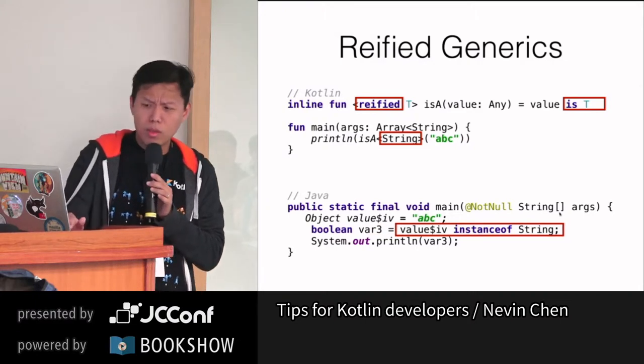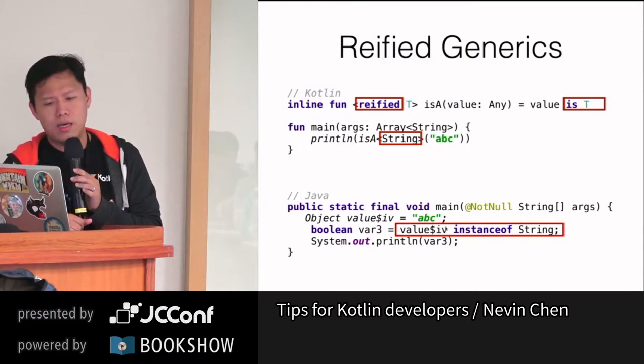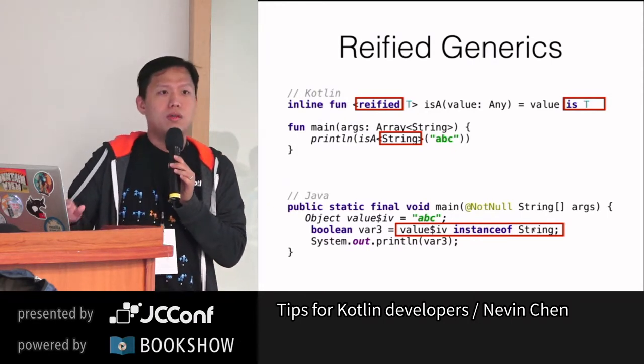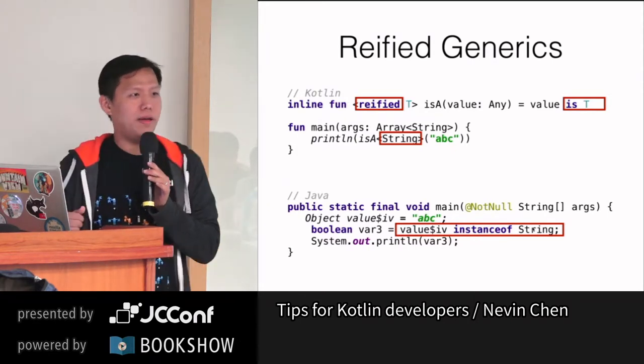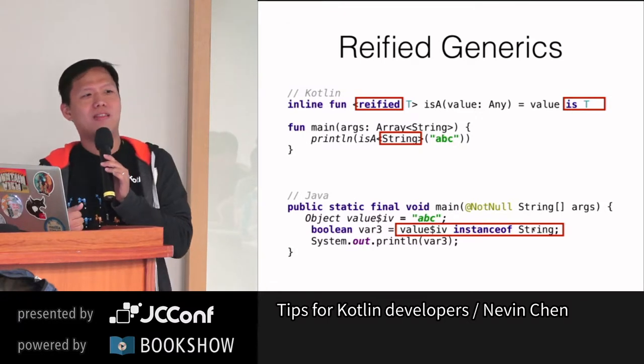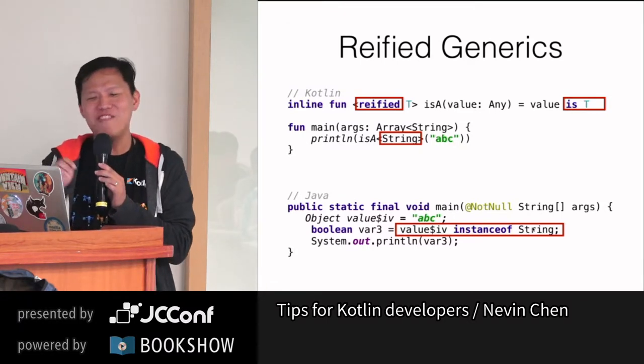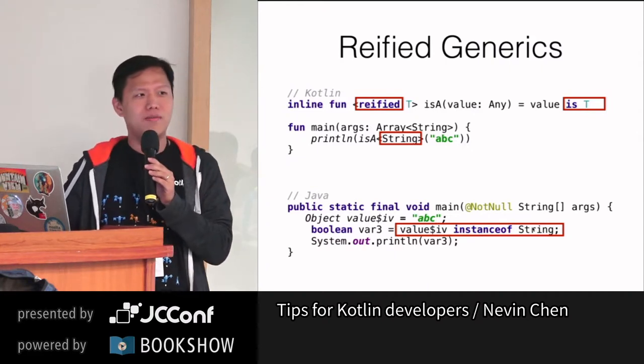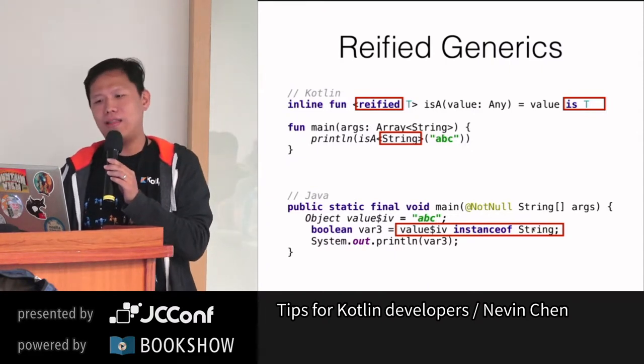So if you see the decompiled Java code, you will find the call with this instance of string. So this is happening at compile time. Suddenly you can have compile time generics, like reified generics. I think it's very cool. If you are an SDK developer, you'll love this, but if you are not an SDK developer, I think you should be fine.